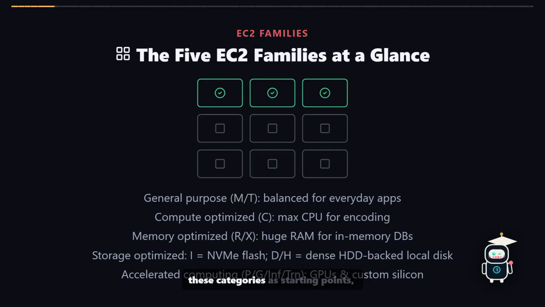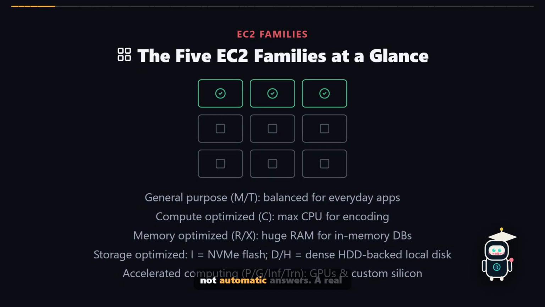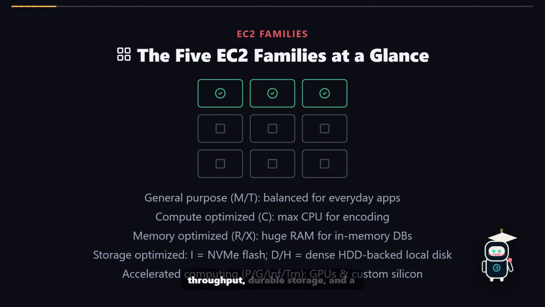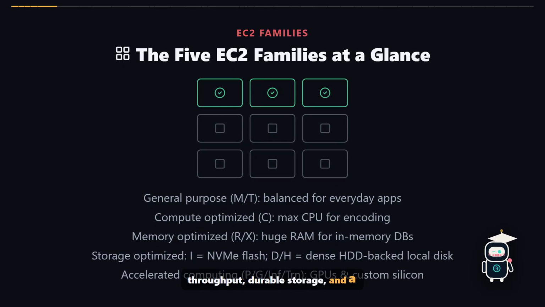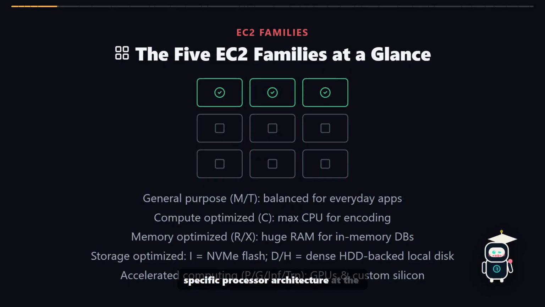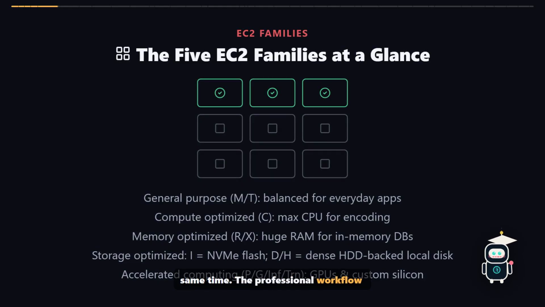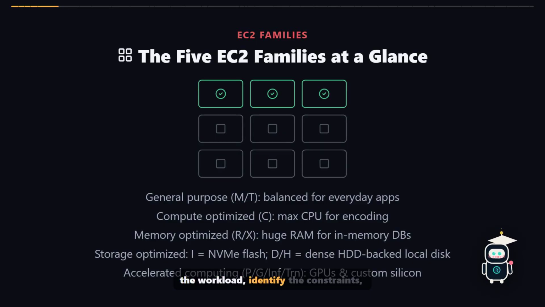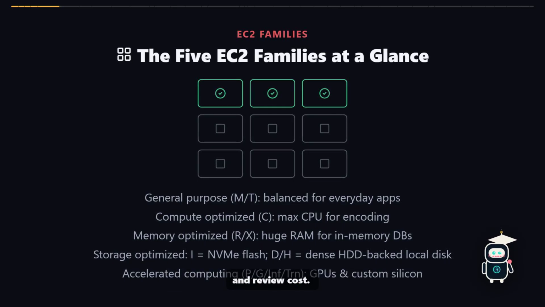Treat these categories as starting points, not automatic answers. A real workload can need strong CPU, a large cache, high network throughput, durable storage, and a specific processor architecture at the same time. The professional workflow is always the same. Understand the workload, identify the constraints, compare compatible types, test, measure, and review cost.